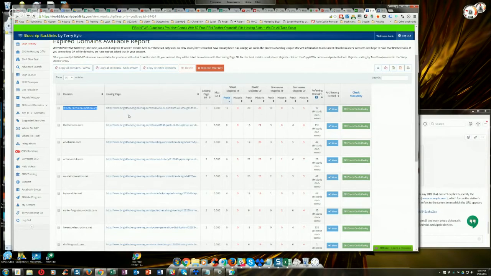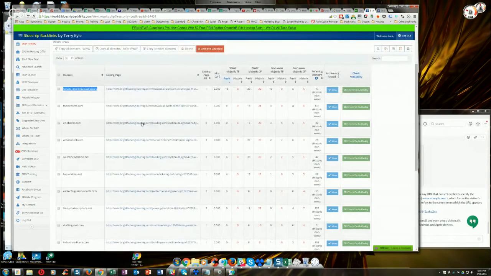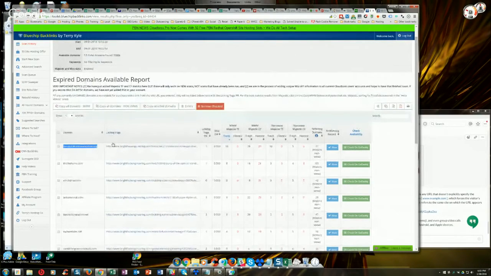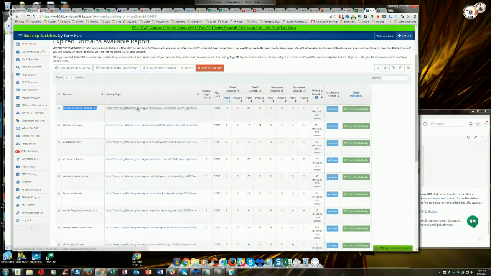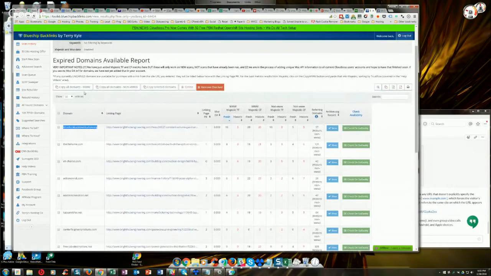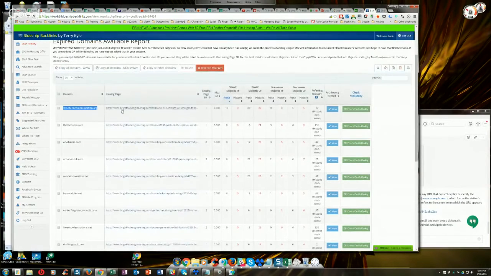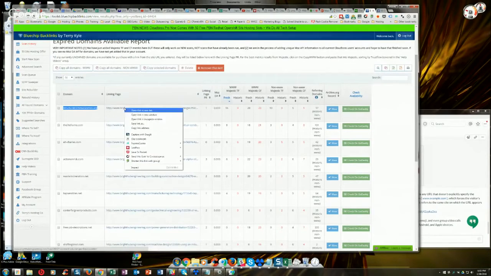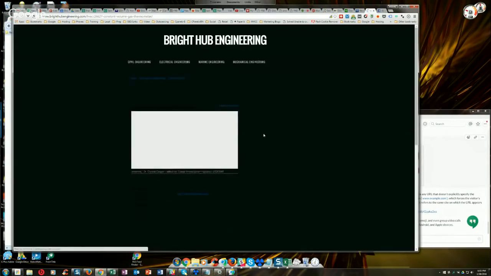Now, this one's coming from Bright Hub Engineering. Not sure why that was. Oh, you know what? No, this must have been one of the load cells instead of SEO agencies, because I was looking for some stuff for another client I'm working on. But my point is I could go take a look at this page, see where the link is.